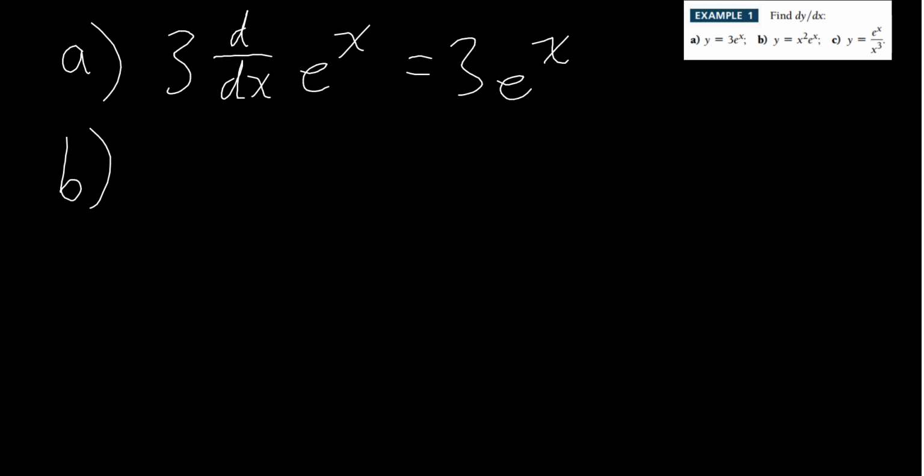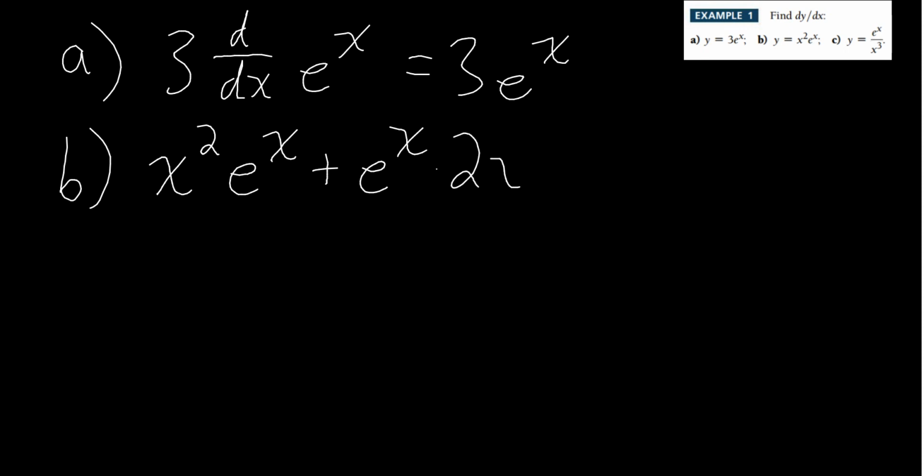So b, we have y is equal to x squared e to the x. Notice we're going to be doing the product rule, right? First times the derivative of the second plus the second times the derivative of the first. So let's begin. First, which is x squared, times the derivative of the second, which is e to the x, plus the second, which is e to the x, times the derivative of the first, which is 2x.